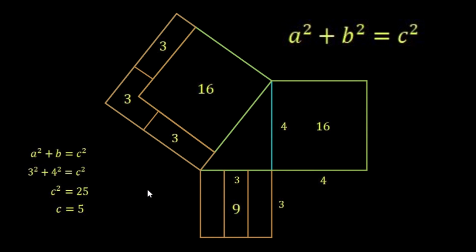Now this is not an actual proof of Pythagoras theorem, because it shows that it works, but only for this one particular example of a right angled triangle, which is 3 by 4. We want to show that it works for every right angled triangle, and we'll do that on the next video.